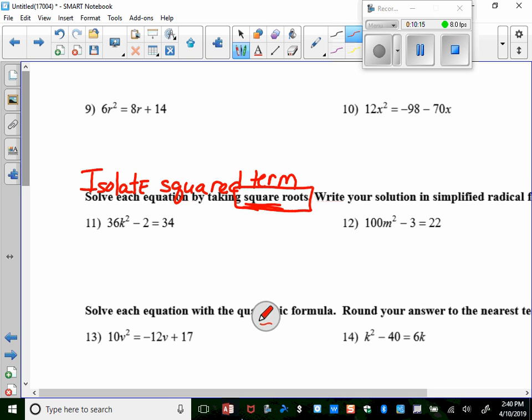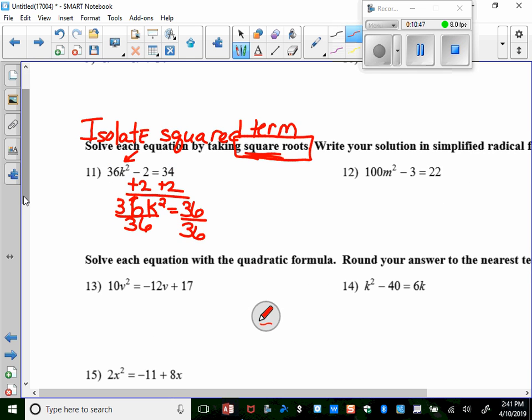You want to get that by itself. You want to get this term right here, the k squared, x squared, or whatever squared term by itself. So let's add 2. So that gives me 36k squared equals 36. Okay. And then 36 is being multiplied by the k squared. So I'm going to divide by 36. So k squared equals 1.